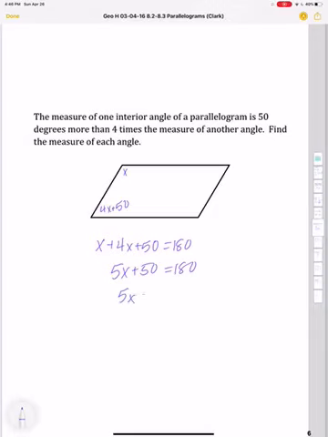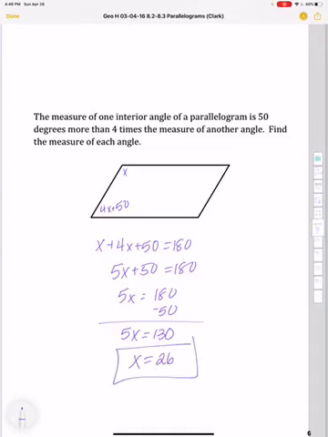So 5x equals 130, so x is 26. And then what's 4 times 26? 4 times 26 plus 50 is 154. And so then this one equals 154. There we go.